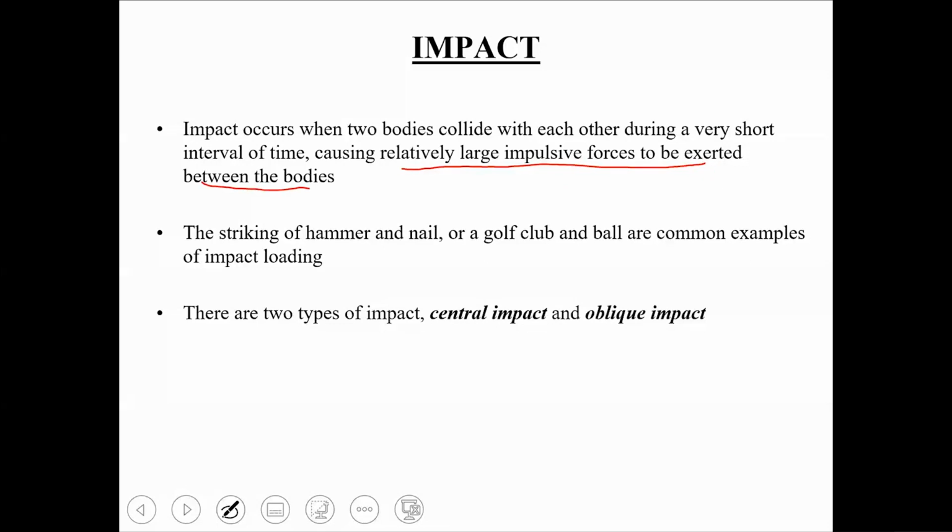Impact हम कब कहते हैं? Impact occurs when two particles or two rigid bodies collide with each other during a very short interval of time, thereby causing relatively large impulsive forces to be exerted between the bodies.